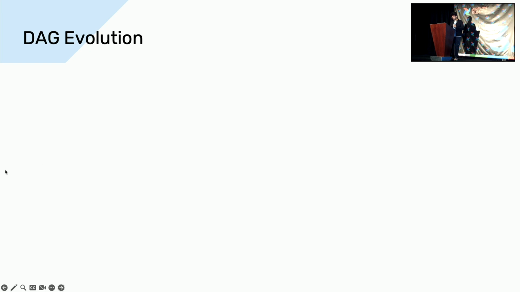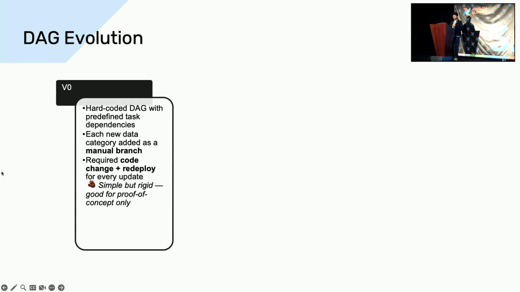Oh, why is it not showing? Okay, yeah. So how we started was, initially we hard coded one big fat DAG. It had processing capabilities for all the categories we were supporting at that time, but it quickly went out of our hands. It was hard to manage, because anytime a new content LOB came in, even though it required the same sort of processing, we were manually adding another branch to that DAG.